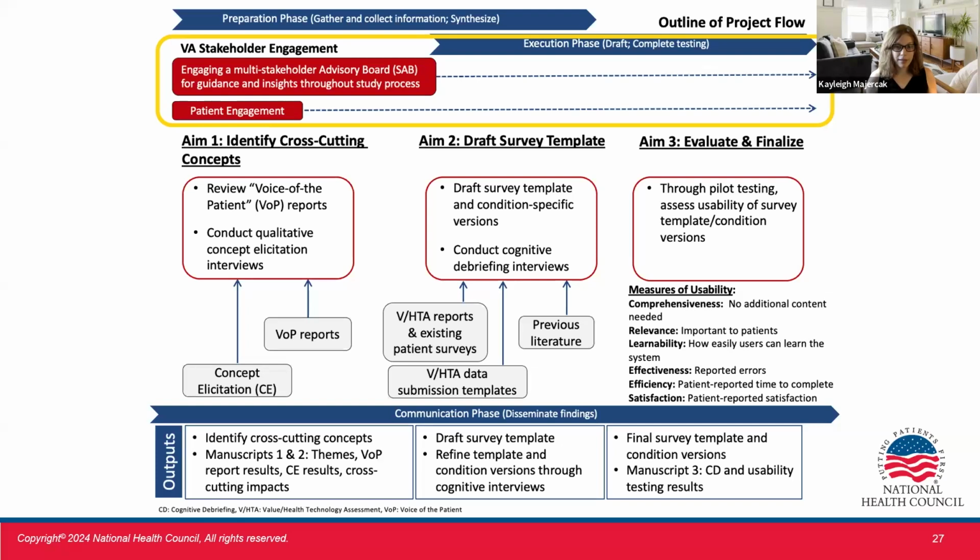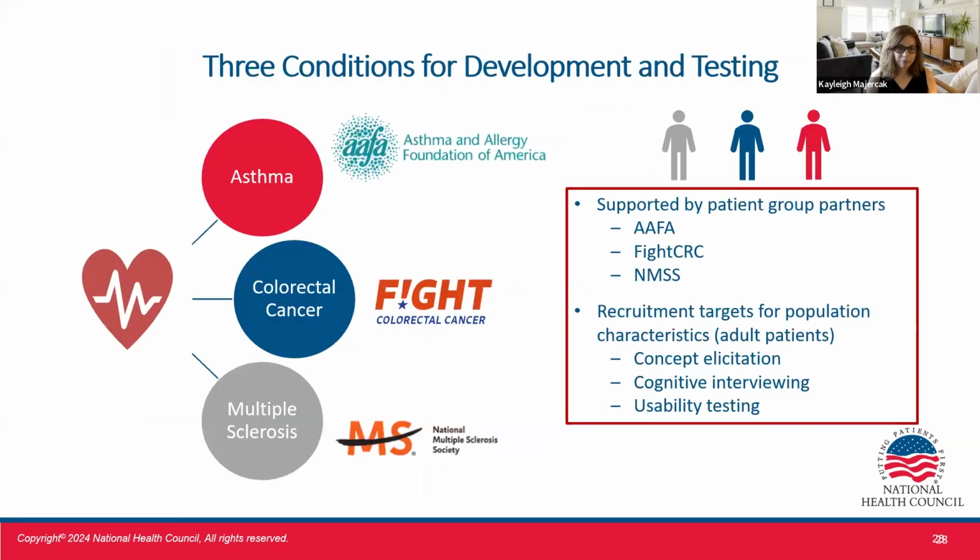But what I want to focus on is the top of the figure, which is stakeholder engagement and patient engagement throughout the entire study process. And Joey was commenting on engaging patients. And so this is what this project was doing, engaging patients and stakeholders throughout the entire process. So next slide. Three conditions were involved for the development and testing: asthma, colorectal cancer, and multiple sclerosis. And so again, supported by patient group partners, couldn't have done this without them.